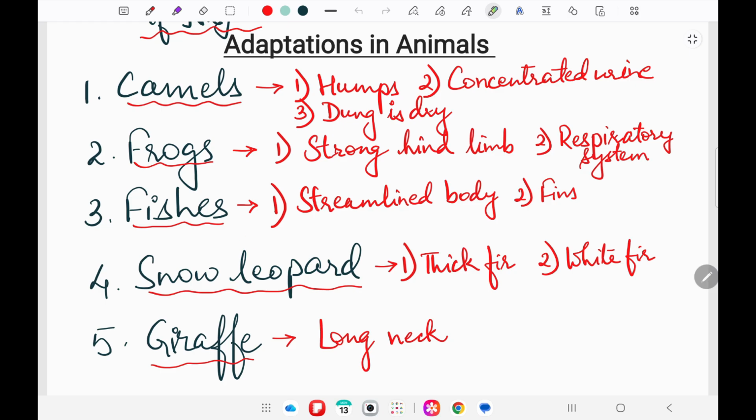We also discussed the adaptation in fishes. They have got a streamlined body and they have got fins so that they can swim easily through the water. The adaptation in snow leopard: they have got thick fur so that they can stop the movement of warmth out of their body, and they have got white fur so that they can camouflage in the surroundings. About the adaptation in giraffe: they have a long neck which helps them to eat the leaves present on the top of the trees, and thus it helps to reduce the competition of giraffe with other herbivore animals.